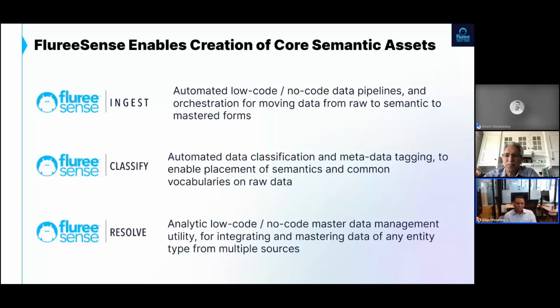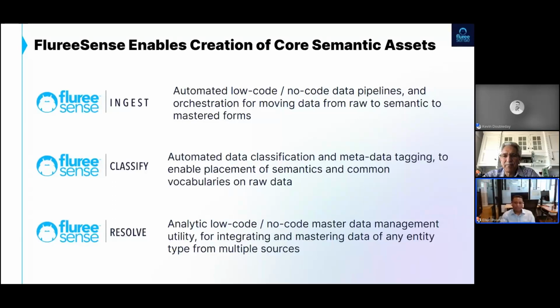And then Resolve is our answer for MDM. So again, it's a low-code, no-code, MDM-like utility. If you're familiar with master data management systems, this is about integrating data from multiple sources where you could be describing the same type of entity in different systems that could be duplicative. And so what we need is a process to match records across different sources and then merge them together and create golden sources of truth. So Resolve is our analytic, AI-driven matching and merging process.